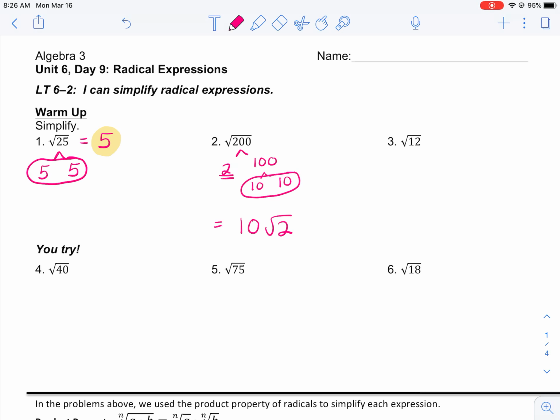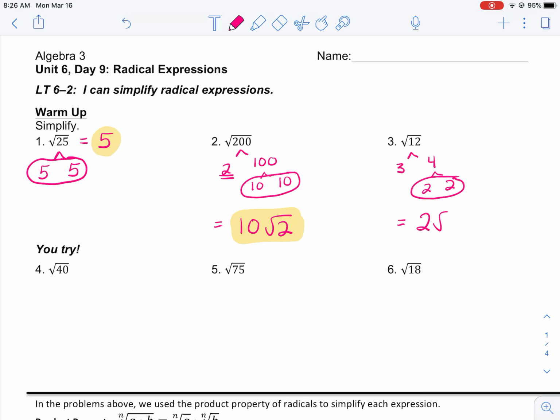Square root of 12, we can do 3 and 4, and then the 4 becomes 2 times 2. We circle the pair. We get 2 times the square root of 3. So that 3 goes back under the root, and the 2 is the one that comes out. Some of you are still confusing which number comes out and which goes back in. So we're looking for pairs.